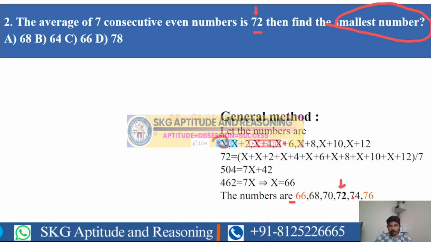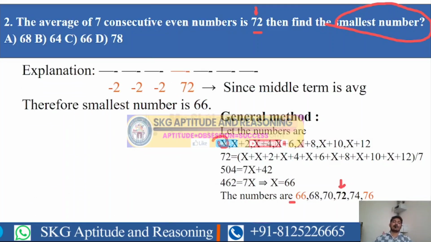Here some number is missing, I think. So 66, 68, 70, 72, 74, and 76. And what is the smallest number we need to find here? This is by using the general method.